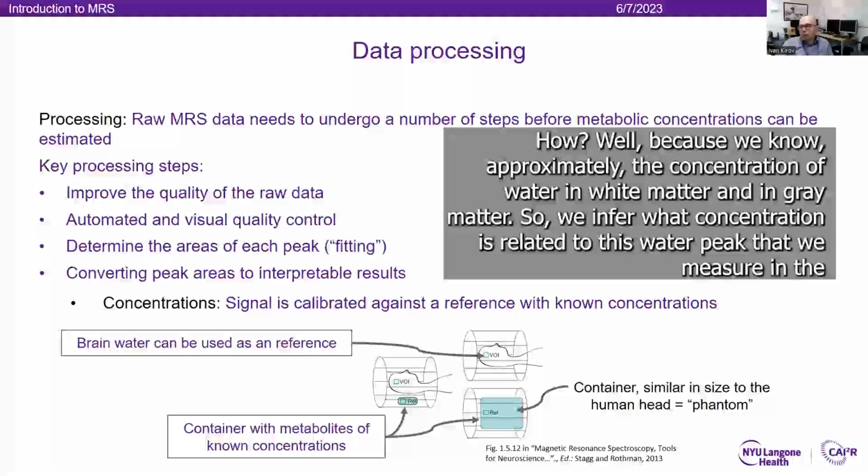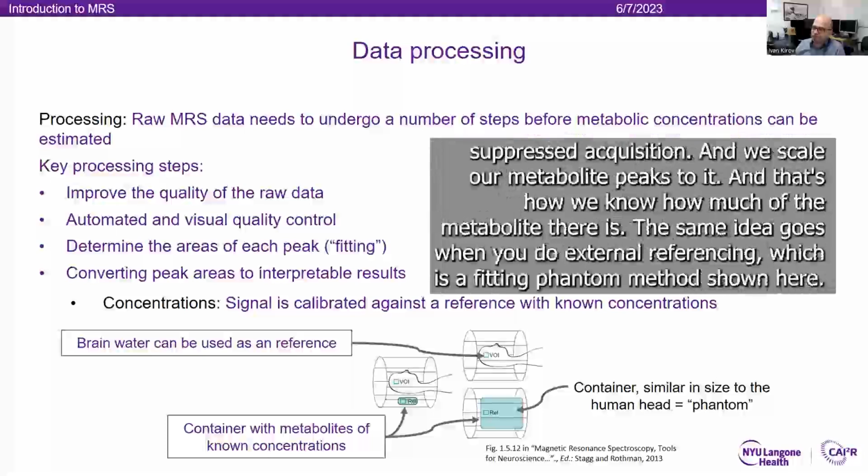How? Well, because we know approximately the concentration of water in the brain, in white matter and in gray matter. So we infer what concentration is related to this water peak that we measure in the unsuppressed acquisition. And we scale our metabolite peaks to it, and that's how we know how much of the metabolite there is.